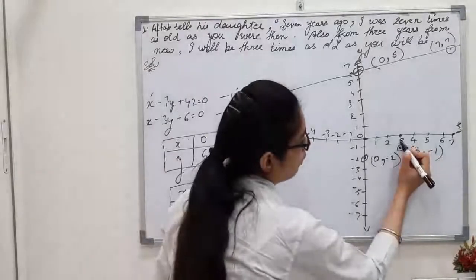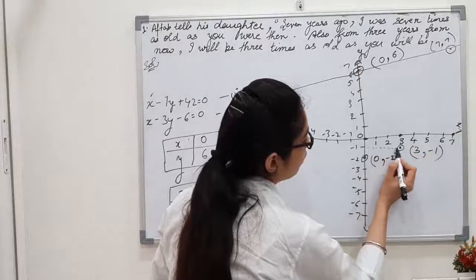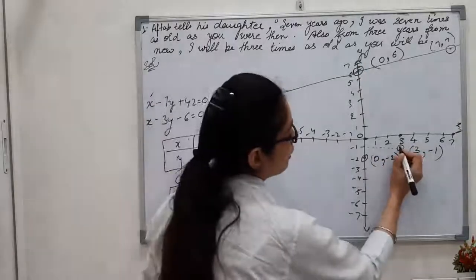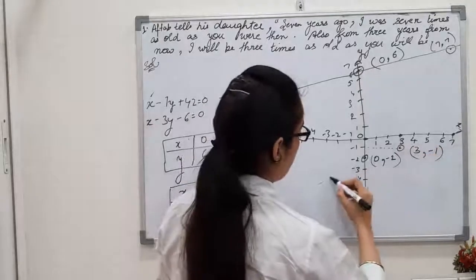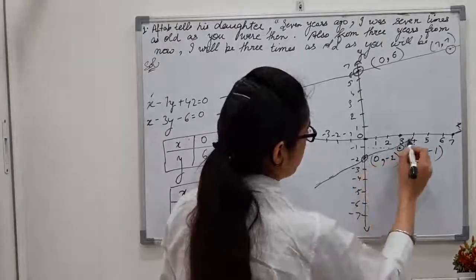You can also draw dotted lines so that you will not get wrong. Somewhere here is the point where your x is 3 and y is -1. Now we have got 2 points. We can join these points.